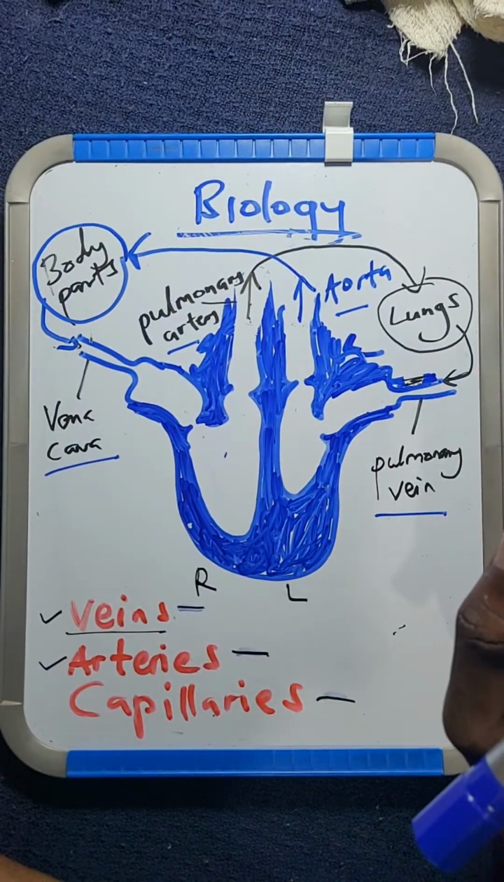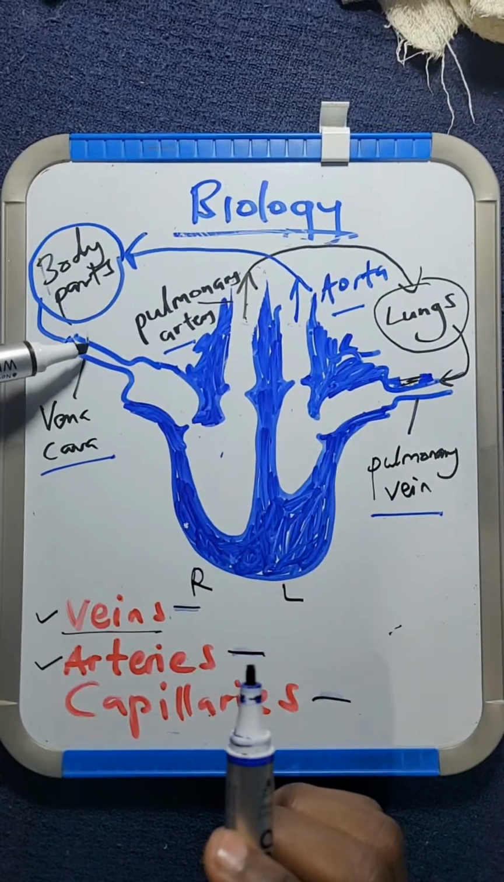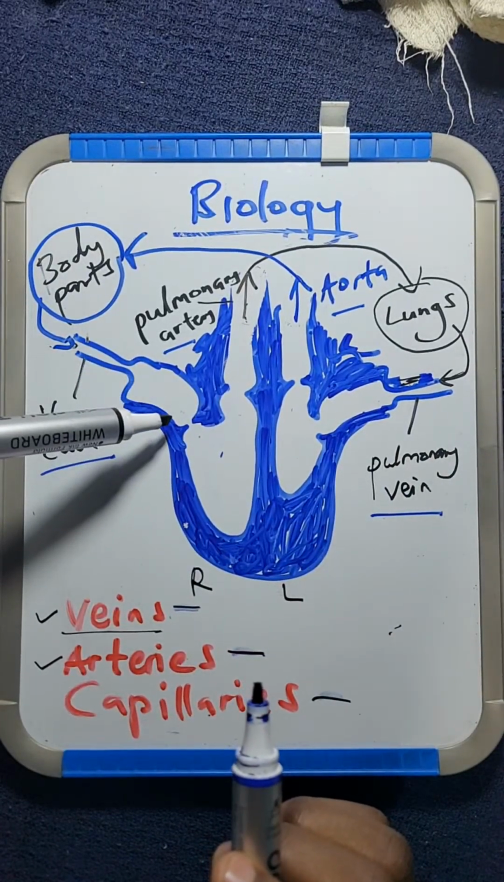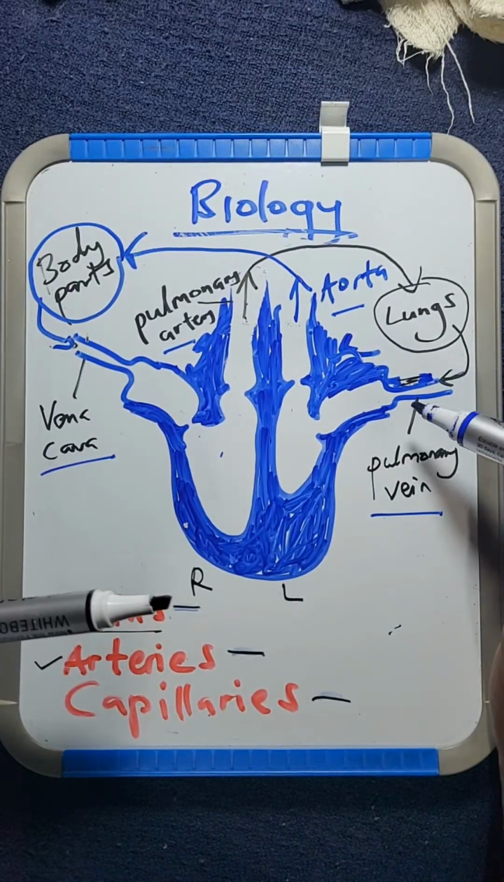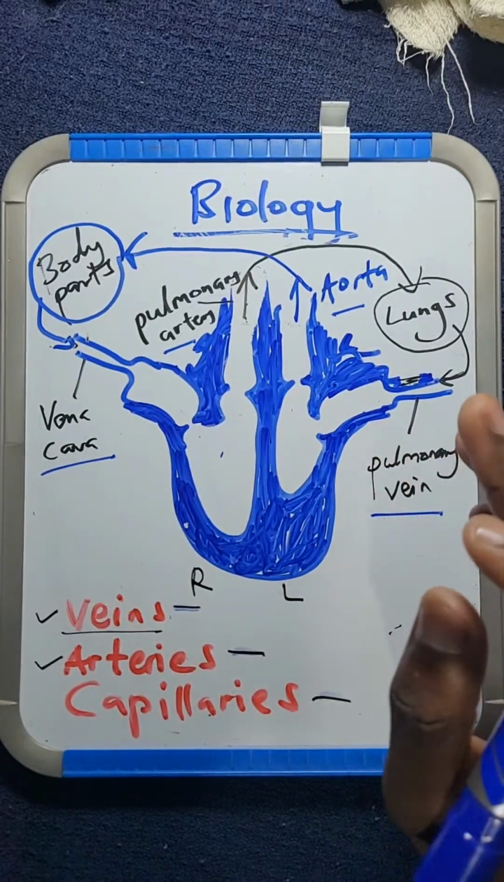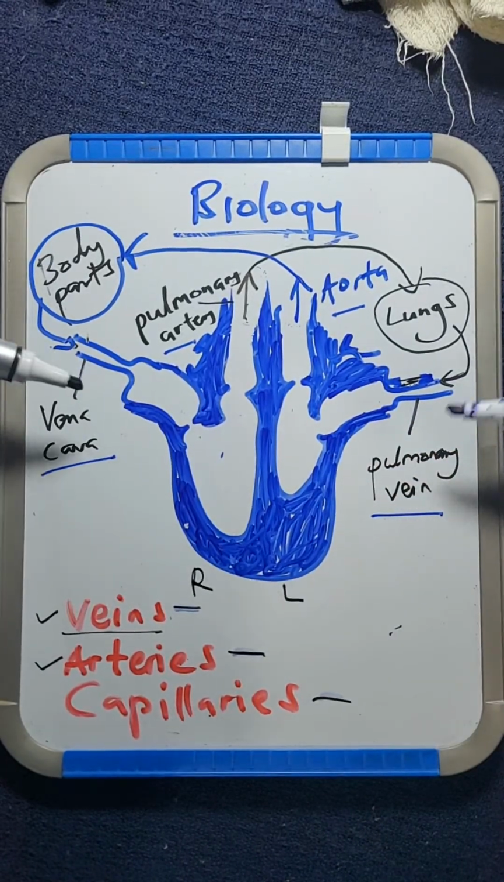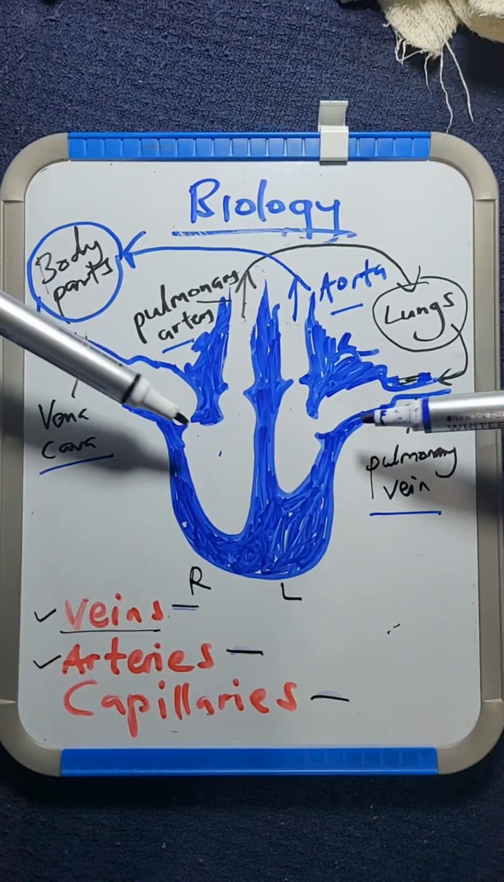So the blood enters from the vena cava, right? Yes. So blood will enter from the vena cava on the right side. And then blood will also enter the heart through the pulmonary vein on the left side. Another thing that you need to know is that blood enters both sides at the same time.